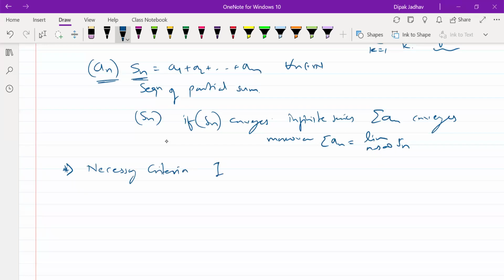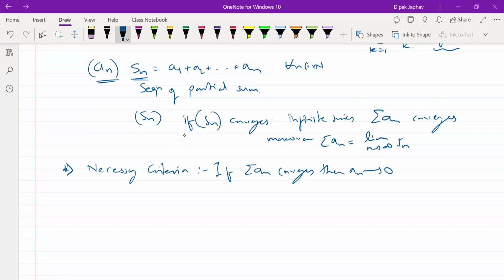What does this say? If summation an converges, then an goes to 0. The nth term of the sequence from which you have constructed the series is a convergent sequence, and it converges to 0.